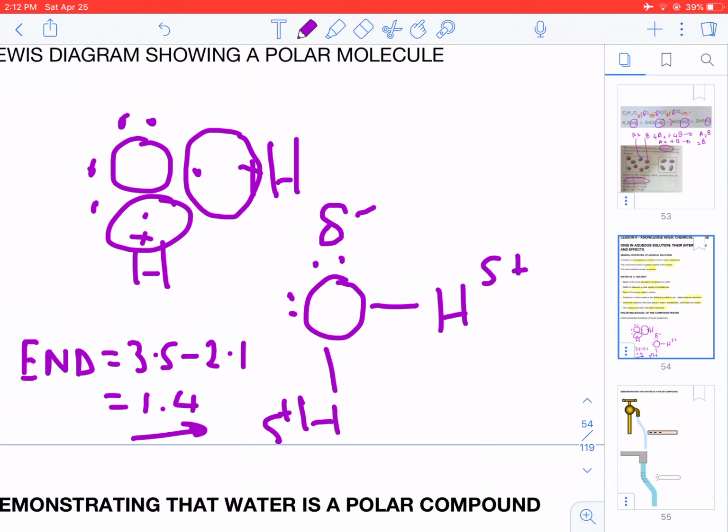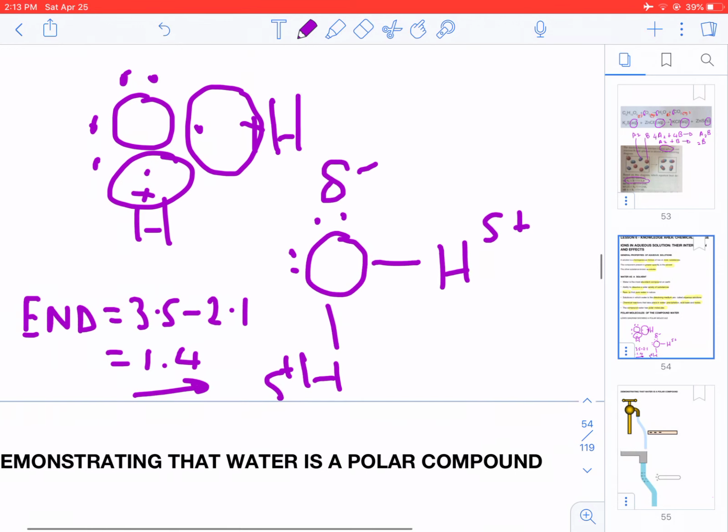So here we have water, and it is a polar molecule. It's neutral, but it has ends that are slightly positive and slightly negative: oxygen is slightly negative, and hydrogen is slightly positive. So this is a polar molecule. You'll learn more about polar molecules in grade 11.